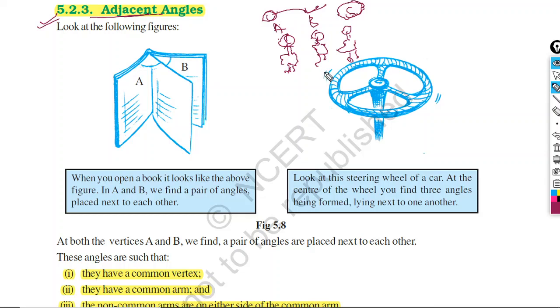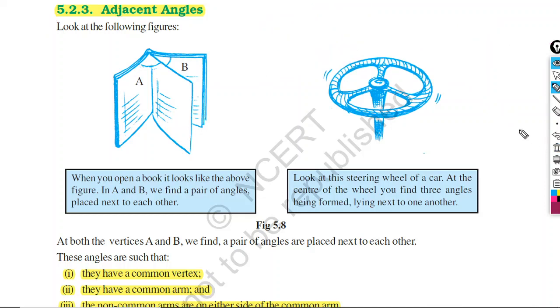Now if I consider adjacent of B, who is adjacent of B? Both A and C, because A and C are on both sides of B. So adjacent means beside. So here we will see adjacent angles. In your book, for example, if you put your book like this, two angles will be formed. Here you can see they will be adjacent angles.